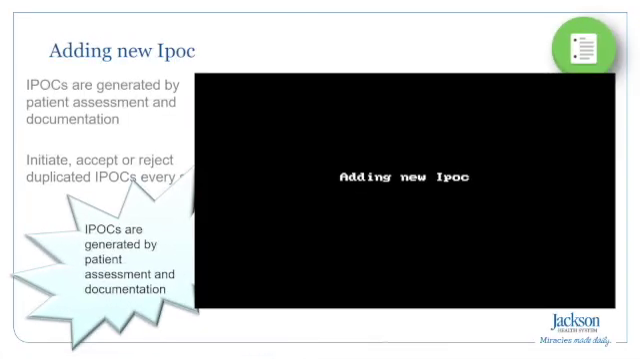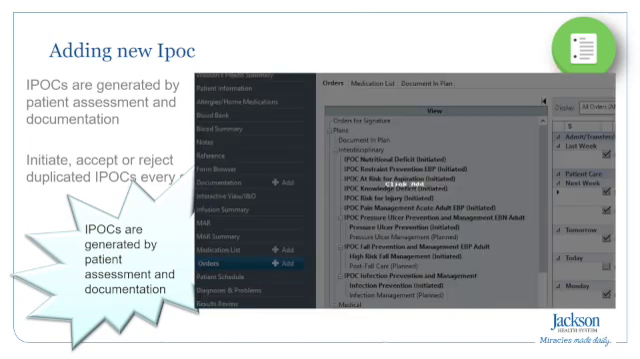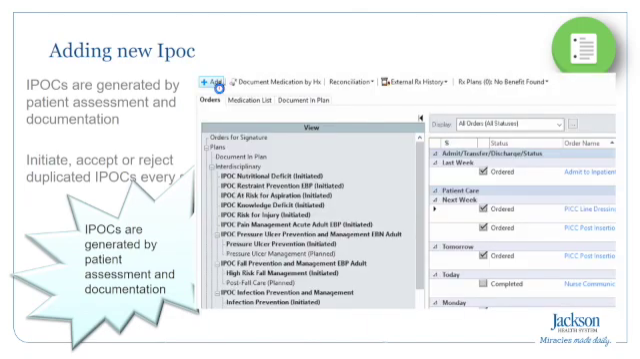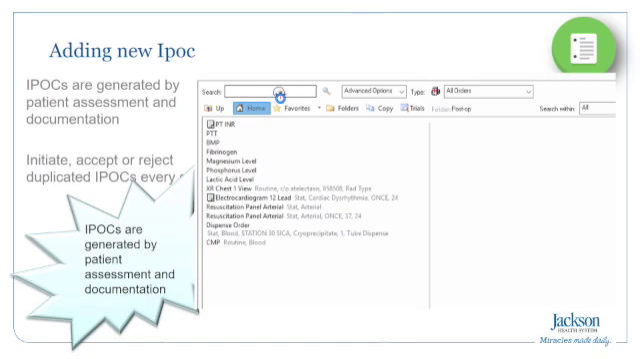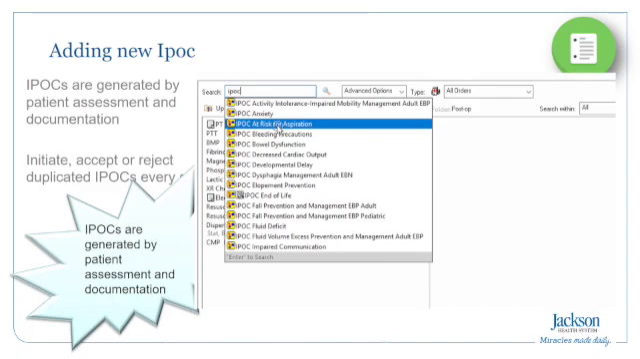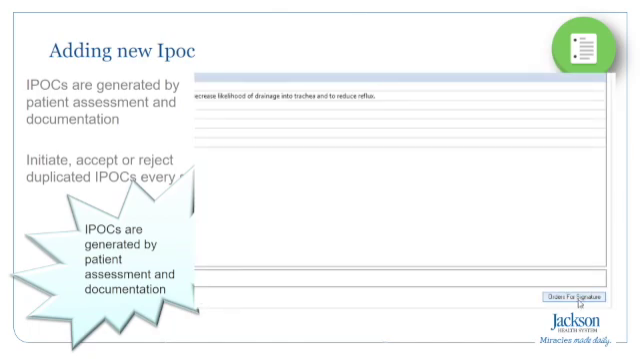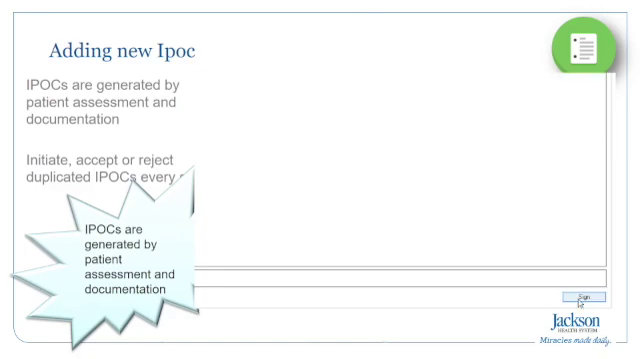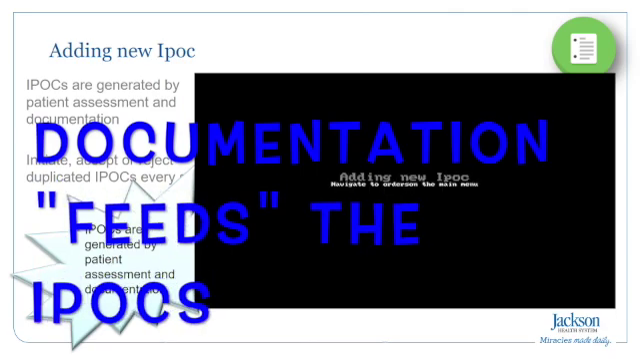If you are missing an IPOC, this is how you would add an IPOC. You'll go to your order set. So you click on orders, then click the tab that says add, which will provide you a search box. And here you're going to put IPOC and whatever the case may be. So for example, IPOC pain management or IPOC fall precaution. For this patient, we picked IPOC at risk for aspiration. Once you click on it, you'll go all the way down to the right-hand side, click on orders for signature, and sign the IPOC.